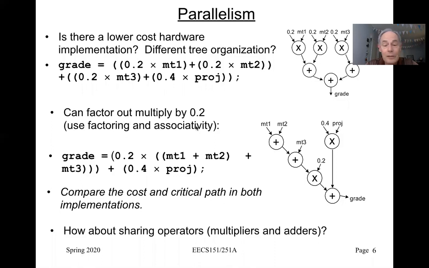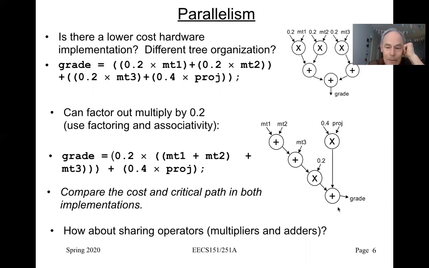we can use factoring and associativity, and we can factor it this way. We can factor this 0.2 out, obviously. It seems a bit redundant to keep multiplying 0.2 times the 3 midterm grades. If we wanted to save on the number of operations, we could factor out the 0.2. And then, oops, there shouldn't be a parenthesis here, but we can add the 3 midterm scores together and then multiply by 0.2. So we actually save on multipliers here. We still need a multiplier if we want a parallel implementation to do 0.4 times the project grade, but we can save on some of the multipliers up here.